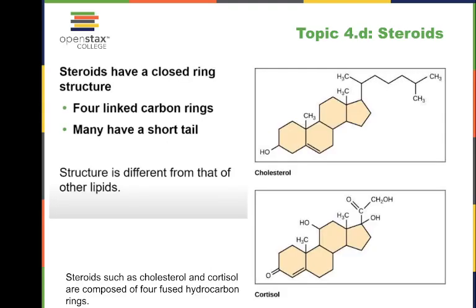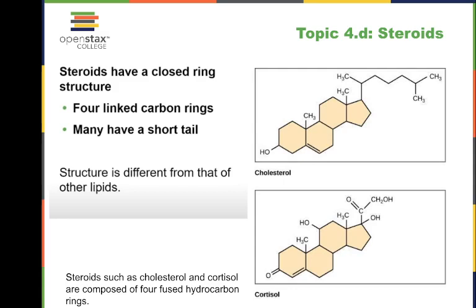The fourth subcategory of lipids are steroids. Steroids are unique in that they are a closed ring structure composed of 4 linked carbon rings. As you can see in both of these examples, cholesterol and cortisol both have 4 closed and fused rings. Many have a short carbon chained tail.